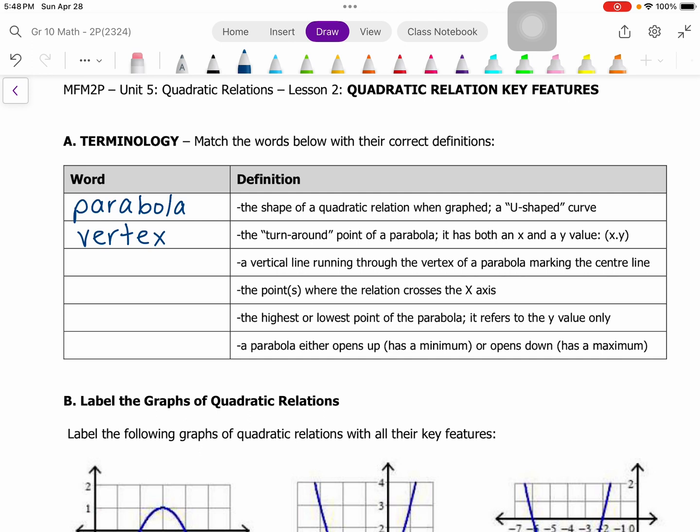And the vertex is going to be either the highest or lowest point of the parabola, but when we're talking about it being the highest or lowest point, the maximum or the minimum, we're talking only about the y value. A vertical line that runs through the vertex marks a center line, where if we folded it, the two parts of the parabola would touch. This is called the axis of symmetry.